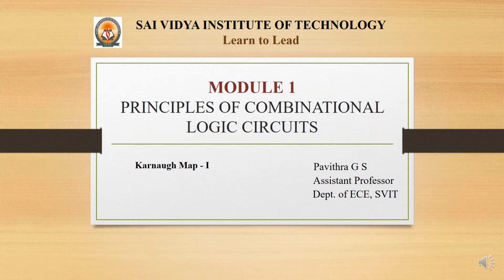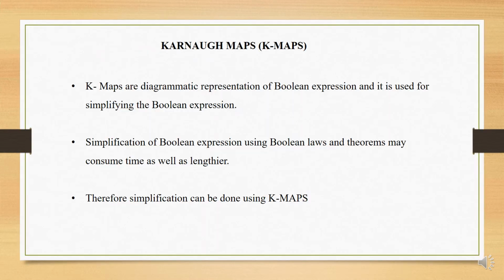Hello everyone. In today's session, we are going to learn about K-maps, representation of Boolean expressions using K-maps. The simplification of Boolean expressions using Boolean laws is time consuming as well as lengthier. We can use the Karnaugh maps, that is a diagrammatic representation of the Boolean expression, and it is mainly used for simplifying the Boolean expressions. Using this technique, compared to simplification using Boolean laws, it is faster and we can obtain the simplified expression very easily.